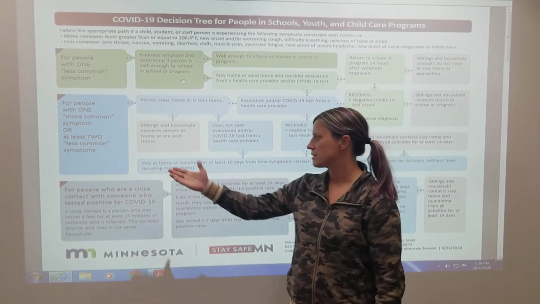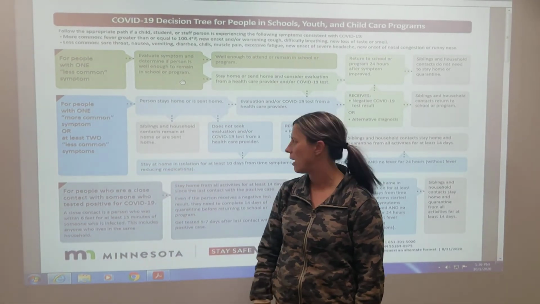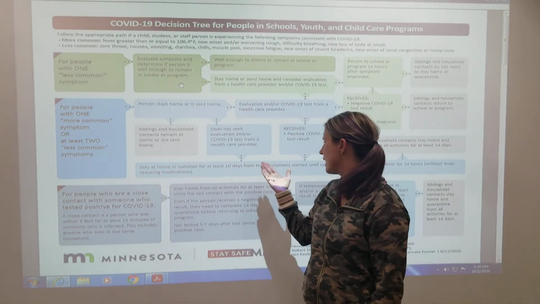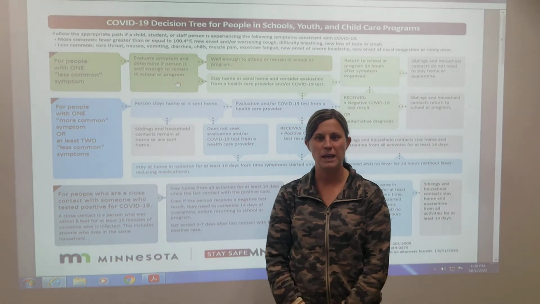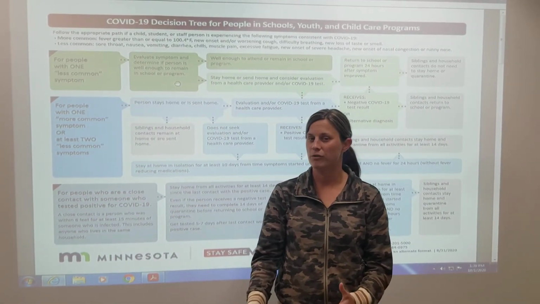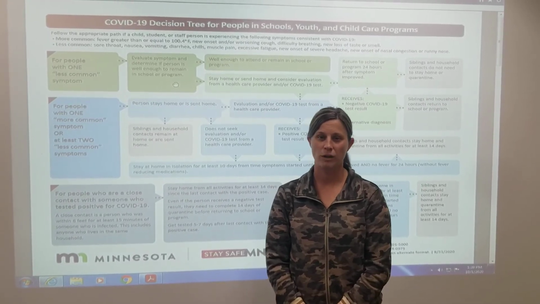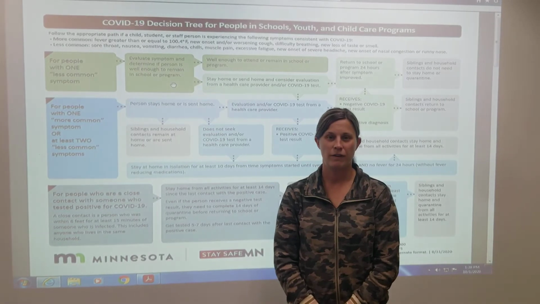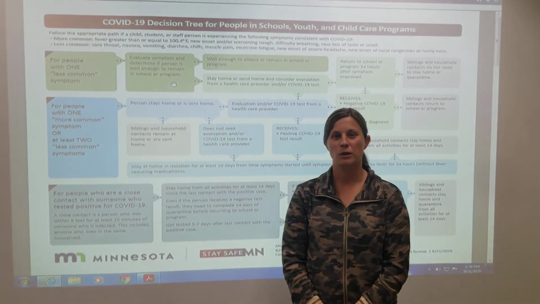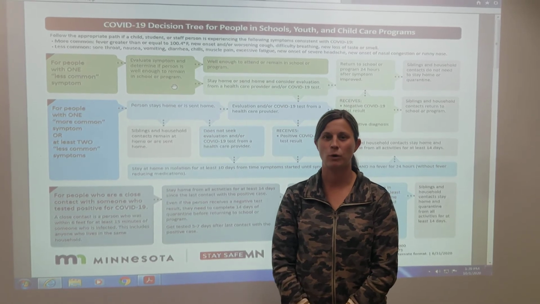And then the third way is if there is no negative COVID test and there is no alternative diagnosis given, the third way is for that individual to stay at home and separate themselves from others for at least 10 days from the time that their symptoms began, also making sure that their symptoms are resolving before they would come back to work or school, and making sure that there's been at least 24 hours where they have been fever-free.